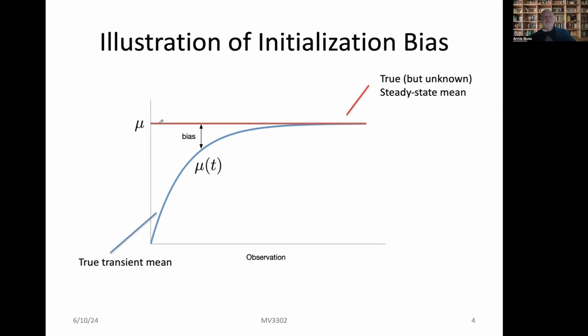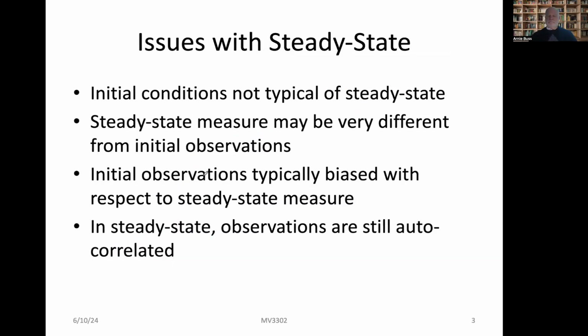In steady state, though, we only have one distribution. We're after that unknown mean. We want that mean, this red horizontal line. This is the true but unknown steady state mean. That's what we're trying to estimate. And this is a hypothetical plot of the actual values. In other words, this is the no kidding steady state mean, and this is the no kidding transient mean over time, or over observation, however you want to characterize it.